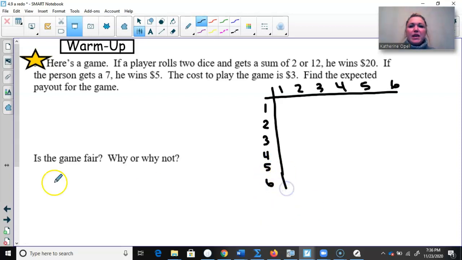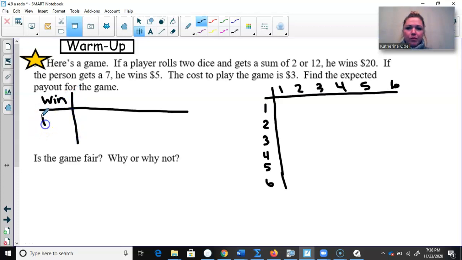Okay. So what can happen? Well, we don't have a distribution, so we have to set up a distribution just like we looked at on video number 2. Find the expected payout. So how much are we going to win? Here's how much we could win, and here's the probability of winning. Now it says if we get a sum of 2 or 12, we can win $20. Now we need to figure out the probability of getting a 2 or a 12.